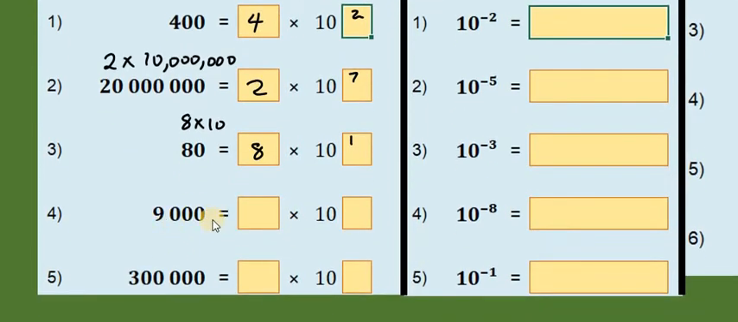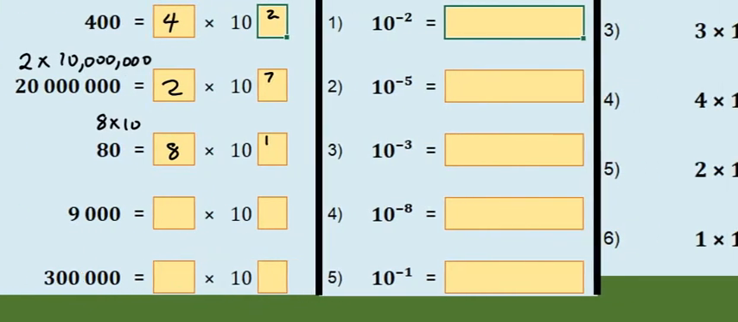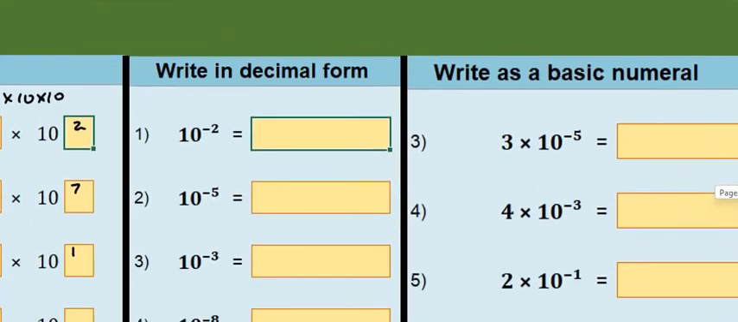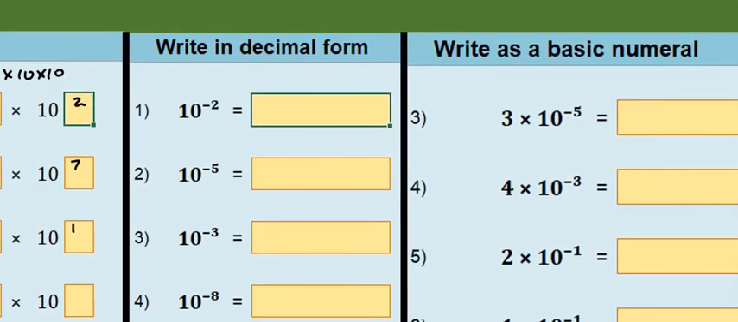What about 9,000? And what about 300,000? Please share your answer in the comment section. And of course, I'll indicate whether you're right or you need to try again. Let's look at the next one.